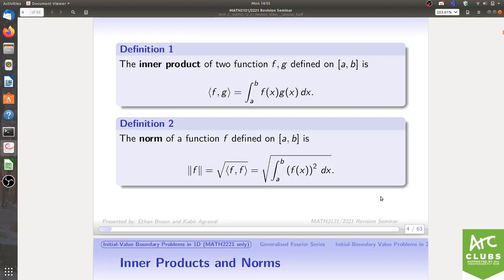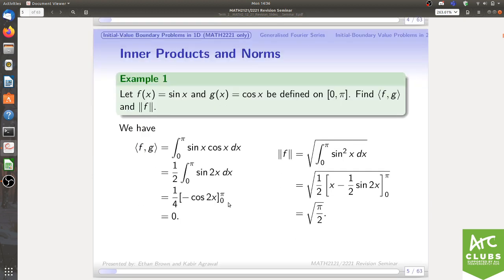It's very easy to make mistakes with these definitions, and the most common mistake you will probably encounter is tricking yourself into thinking that f comma f, the inner product of f and f, is the norm. It's the square root of the inner product of f and f. That is something you'll need to take care of in an exam. That's the most common silly mistake.